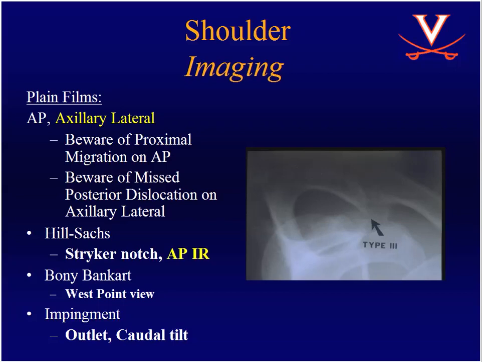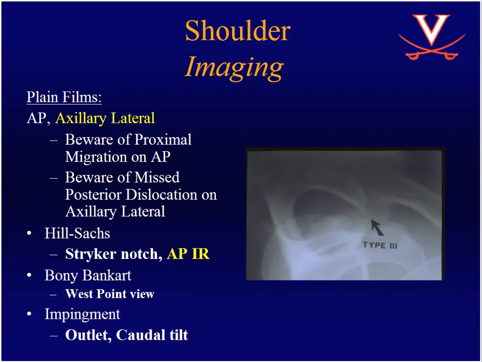Moving on to radiographs. It's important to always get an axillary lateral radiograph, and our ER colleagues never seem to understand that. And therefore, one of the first things you do when you get somebody from the emergency room in your clinic is to get an axillary lateral because they always fail to do it. Two APs, one in external and one in internal rotation, does not count.